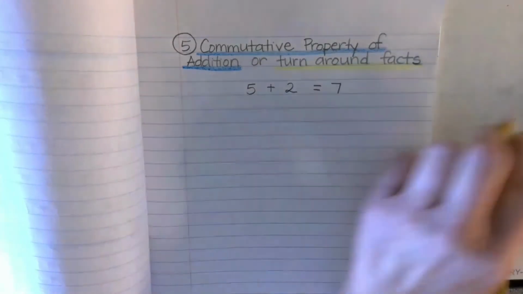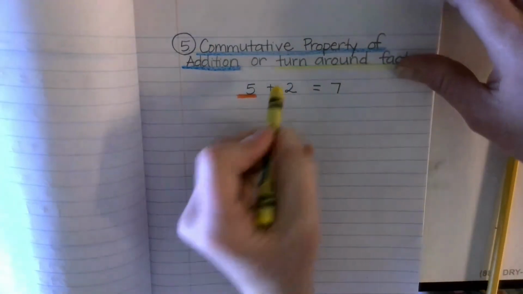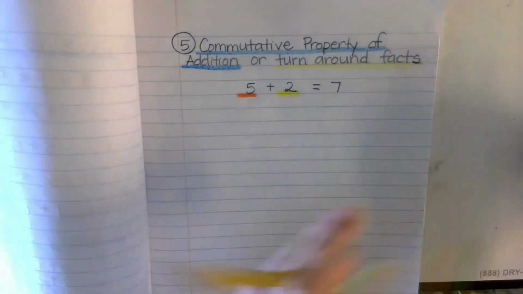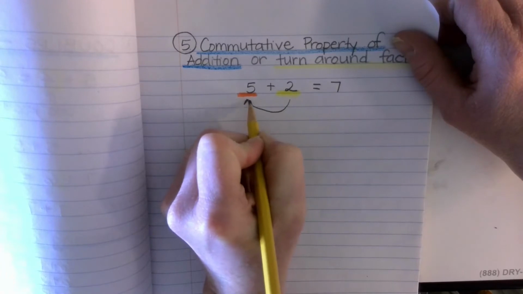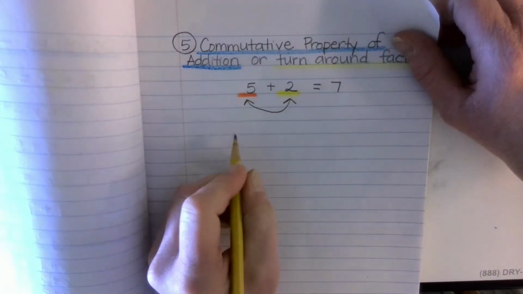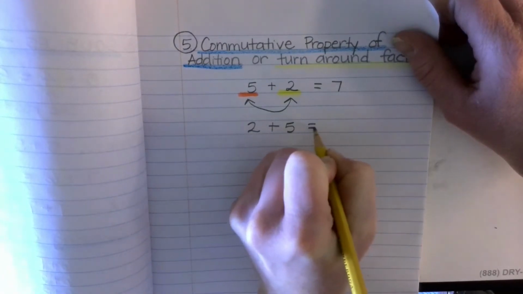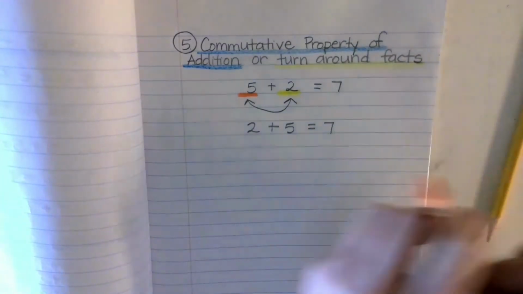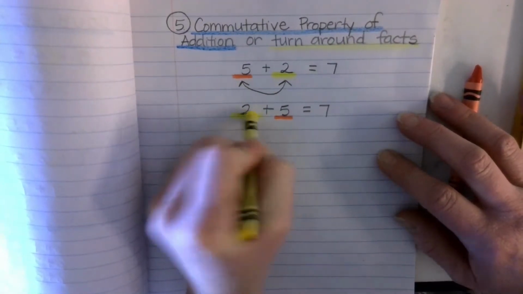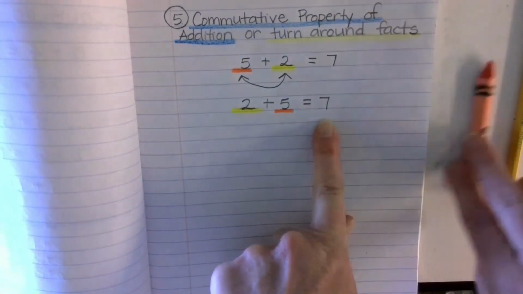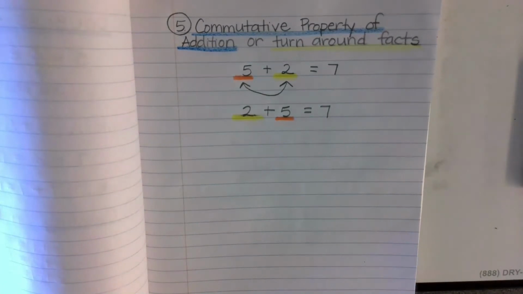okay. And I'm going to give that some color. I'm going to give the 5 some orange, and I'll give the 2 some yellow. If my addends trade places, if they do a switcheroo, then I would have 2 plus 5 equals 7, and I get the exact same sum. So knowing that can also help you learn your addition facts.